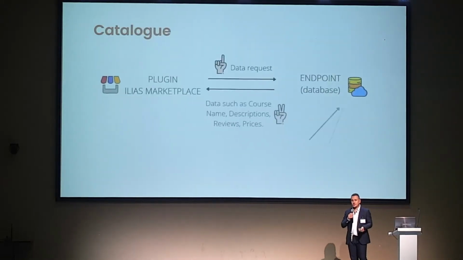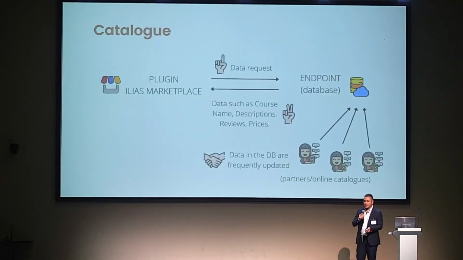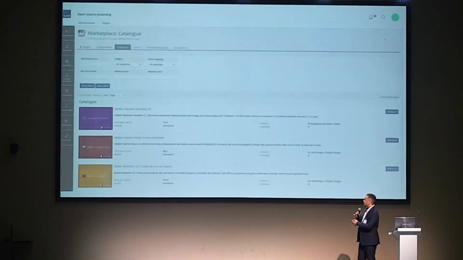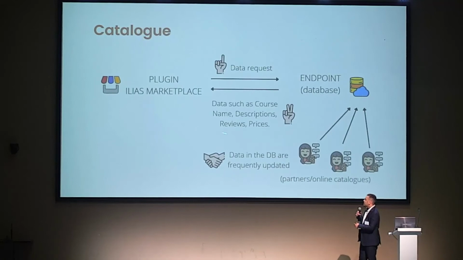After the registration, which means that the plugin is active, we need to have the catalog, which means that we need to recover the list of all courses from the online catalog into ILIAS. For the catalog, how does it work? It works in this way.